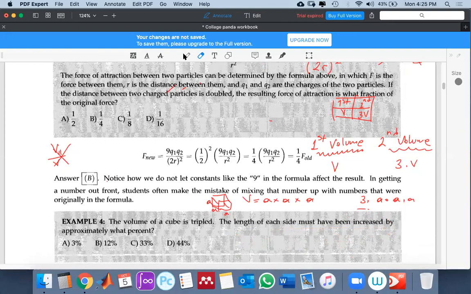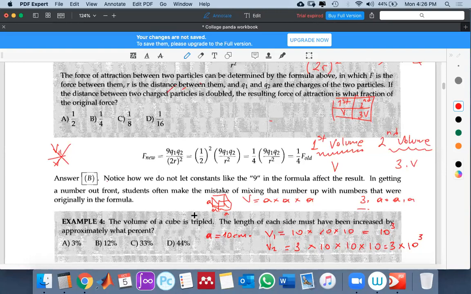Okay, let's say if A is 10 centimeters, what is the volume? 10 times 10 times 10, 10 to the power of 3. So I will do something, and then the second volume will be 3 times 10 times 10 times 10, which is 3 times 10 to the power of 3. So what should I do for each side?